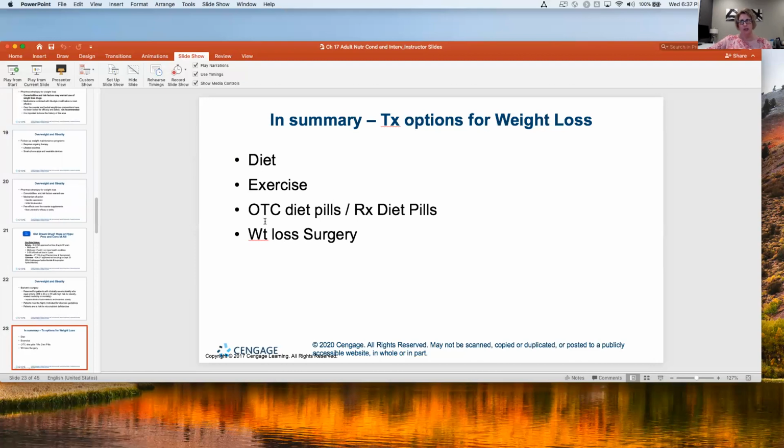Are we looking at medications? Are there over-the-counter ones that you would recommend? Are there prescriptions that you might recommend? And then if those don't work, is there an option for weight loss surgery? So in summary, these are the big areas that we want to hit to find out where our client is and how we can help them in this process.